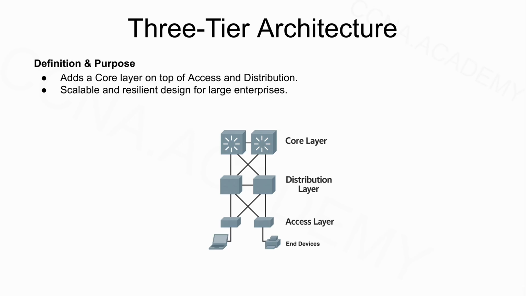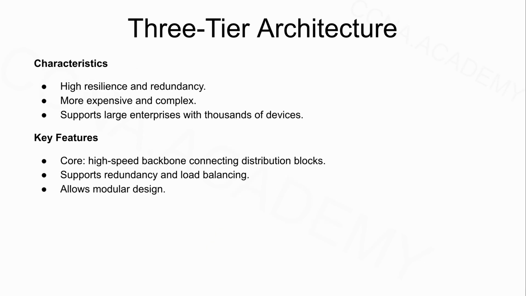The three-tier architecture builds on the two-tier model by adding a core layer on top of access and distribution. Its purpose is to provide scalability, resilience, and high-speed connectivity for large enterprise networks. This model is modular and fault-tolerant. The access layer connects devices. The distribution layer aggregates and enforces policy, and the core acts as a high-speed backbone. Key features include redundancy, load balancing, and support for very large numbers of devices.